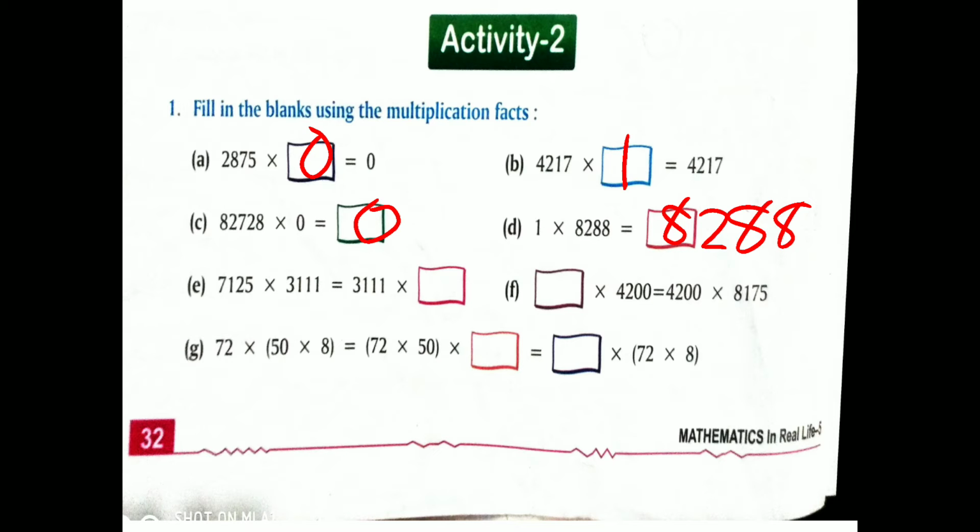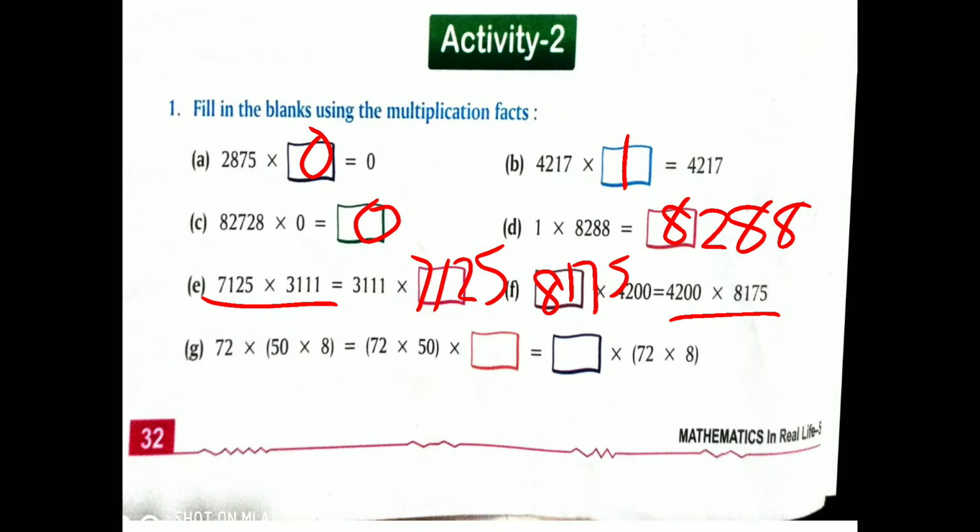Now E part. Which property is it? Commutative property. Here only the order is changed, means the numbers are the same, only the position of a number is different. Here first number is this, second number is this. Now first number is 311, now the second number will be 7125. So the answer will be 7125. Clear? Similarly F part, here are two numbers, so which number is not here in F part? 8175. So we will write 8175 here.